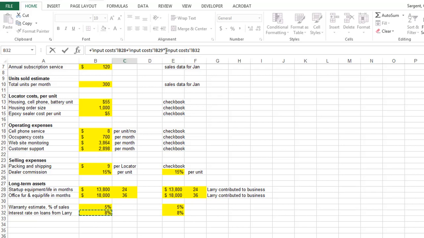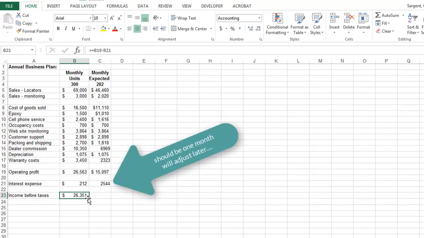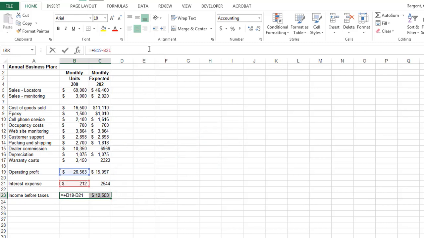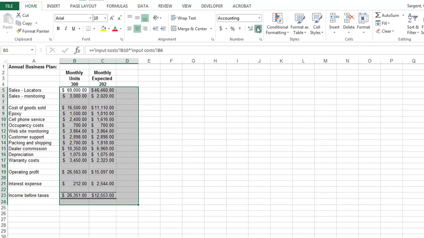And put some parentheses in here. There we go. Okay, and then your profit's going to be your profit before interest, your operating profit. He's a sole proprietor, so we don't have any taxes to worry with. Okay, great. Get some nice formatting in here.